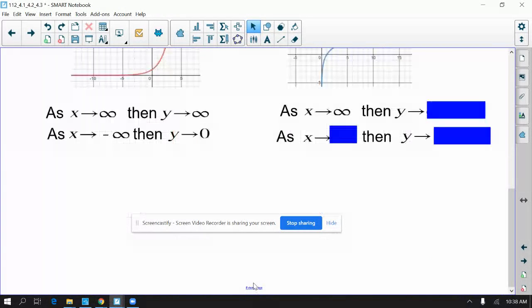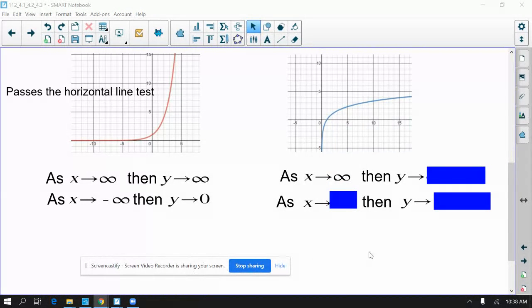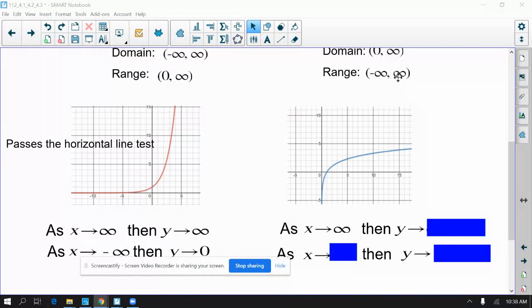But to finish this off, when x gets really, really large, what is happening to the y values? Well, look at the range of the logarithm. The range goes all the way down to negative infinity and all the way up to positive infinity. So the range is just going to keep on going up as x gets bigger. So the y approaches infinity. But I can't say when x goes to negative infinity, because this logarithm doesn't even know what x equals -3 is, let alone negative infinity.